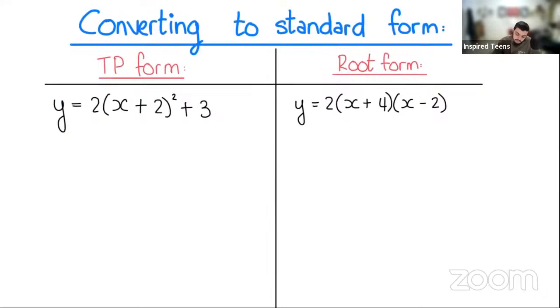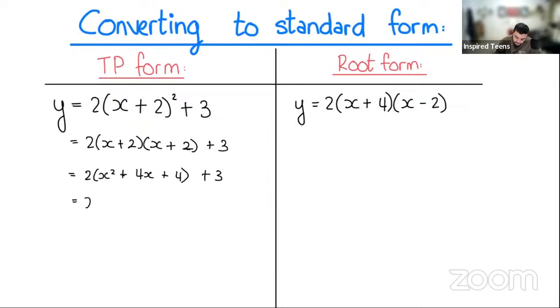It's really simple. Converting from turning point form to standard form, you just have to open it up. You have to expand it out. So make this equal to 2 into x plus 2, plus 3, and then FOIL this. So 2 into x squared plus 4x plus 4, plus 3. 2x squared plus 8x plus 8 plus 3 becomes plus 11. And now that I've expanded this, this is basically in standard form. I have A, I have B, I have C.